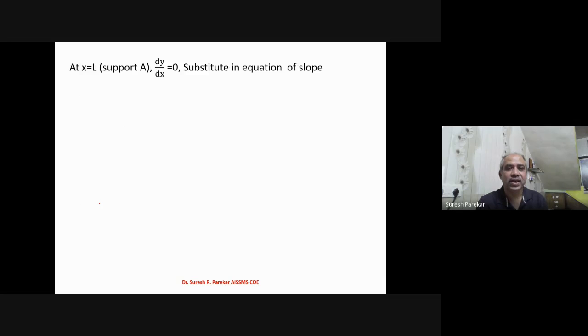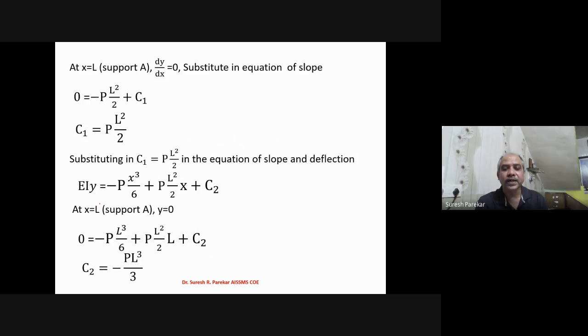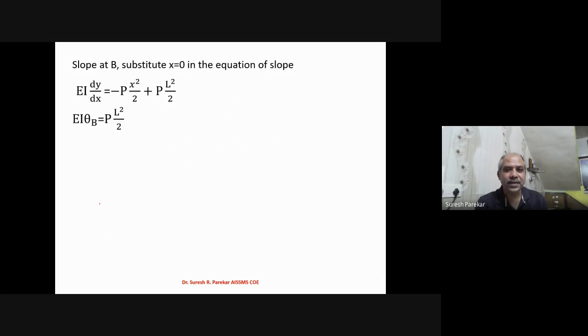We substitute this in these equations, and by substituting this, we get the value of C1 equal to PL square by 2. If I put x equal to L in the equation of y, then I get the value of C2, that is minus PL cube by 3. And then I put these into the equations. So I will have this equation, that is minus Px square by 2 plus PL square.